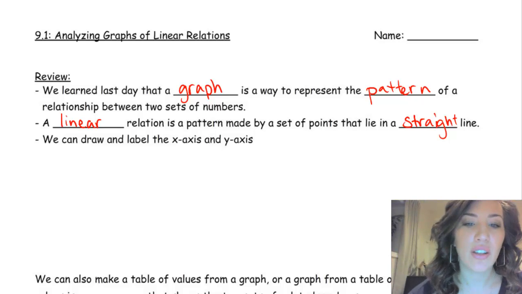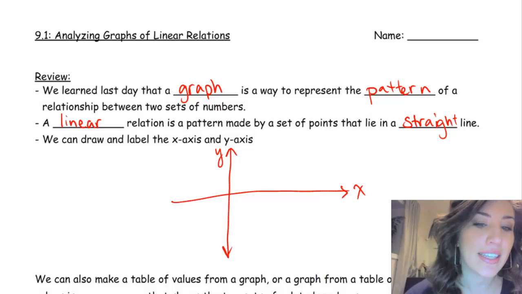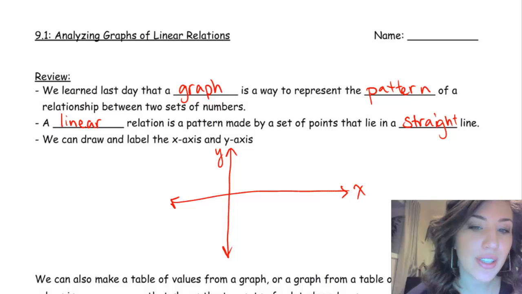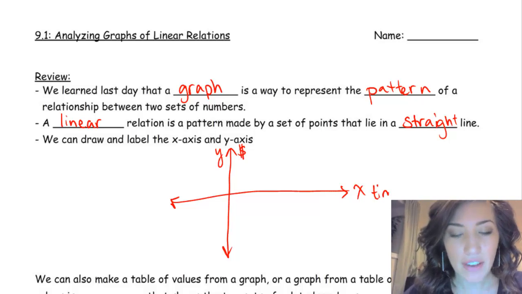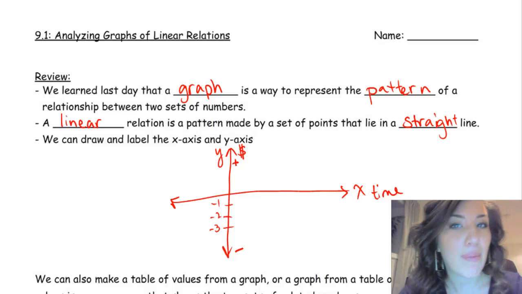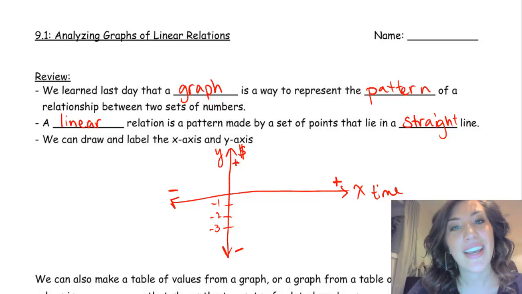So let's just recall what the y-axis here was. Here was our y-axis. Across this way is our x-axis. So the y is vertical, x is horizontal, and we need to label them. So let's say this one is money, for example, and this one is time. And if we have a point, say this is 1, 2, 3, -1, -2, -3, because this way down the y-axis is negative, this way up the y-axis is positive, to the right of the x is positive, to the left of the x is negative.